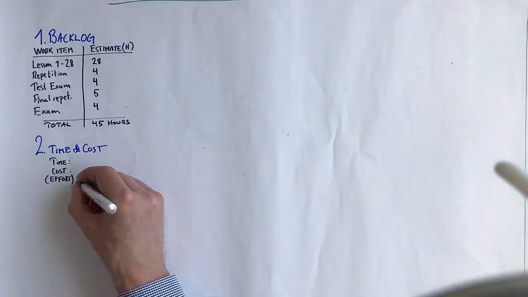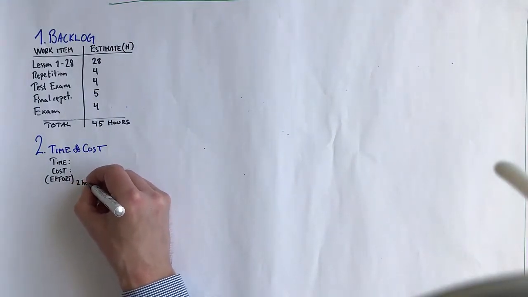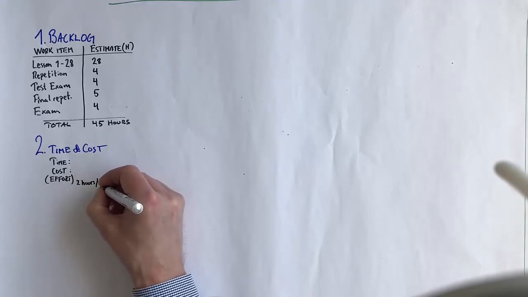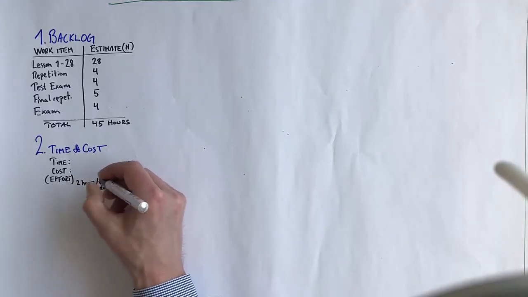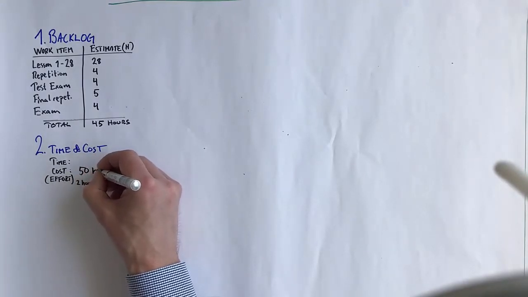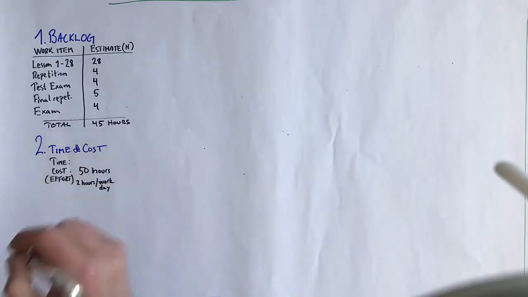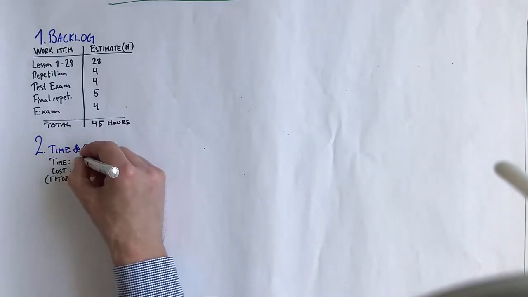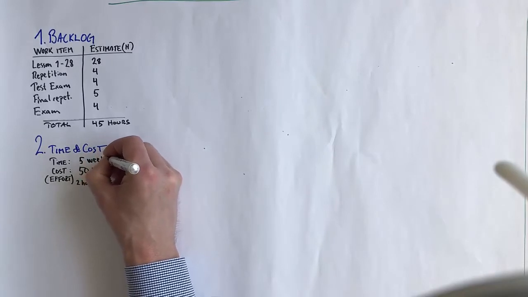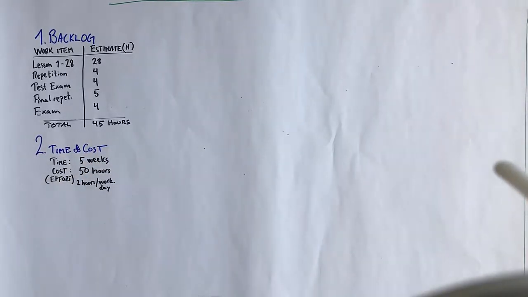Now, looking at the estimates of 45 hours, I'm going to say 50 hours. That's my cost, and I'm going to be basing that on being able to use 2 hours every working day. So that's 10 hours a week. So going to the time variable, 50 hours with 10 hours a week is 5 weeks. So now we have our project time box. We have a start date and an end date.